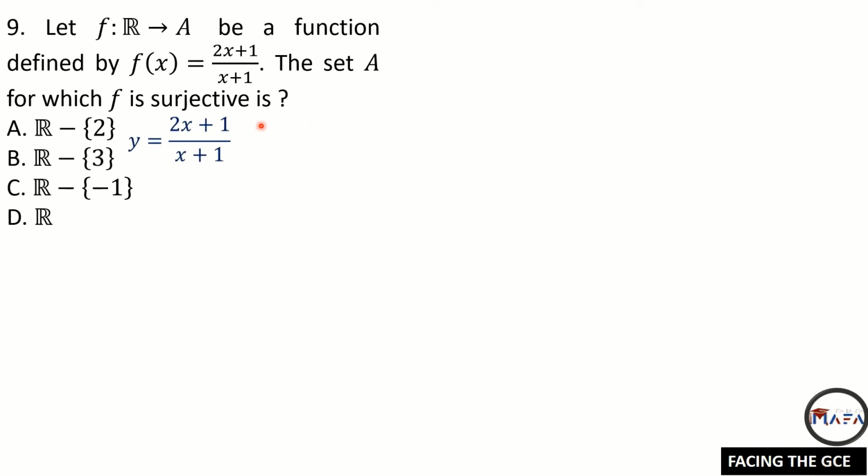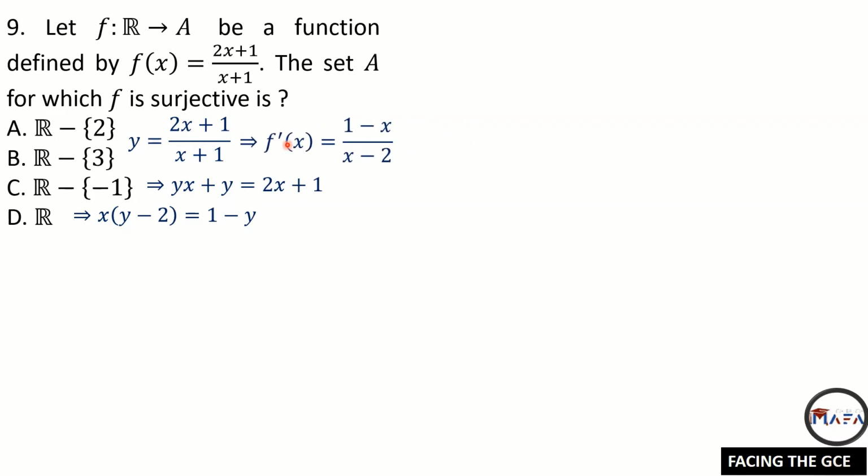How do we get the inverse? We begin by letting the function be y. We make x the subject of the formula. To do that, we need to cross multiply. Then we group the terms in x together, and later we divide by y minus 2. We get x equals (1 - y) divided by (y - 2). So automatically we can conclude that the inverse function, f inverse, not f prime, is: f inverse of x equals (1 - x) divided by (x - 2).